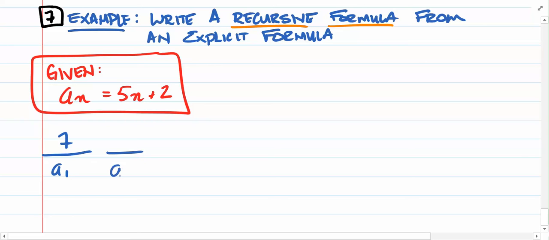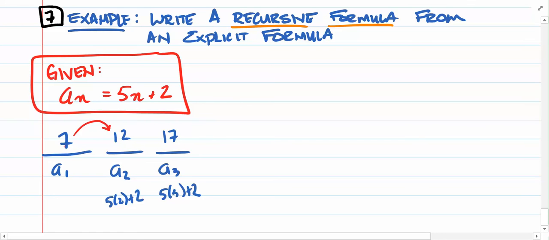Plug in a 2. I would get 5 times 2 plus 2, that's 10 plus 2, which gives me 12. What would the third term be? I would plug in 5 times 3 plus 2, that's 15 plus 2, which gives me 17. Now take a look at this sequence. Is it arithmetic? Yes, because to get from 7 to 12, we add 5, and to get from 12 to 17, we add 5. So the common difference is 5, and the very first term is 7.